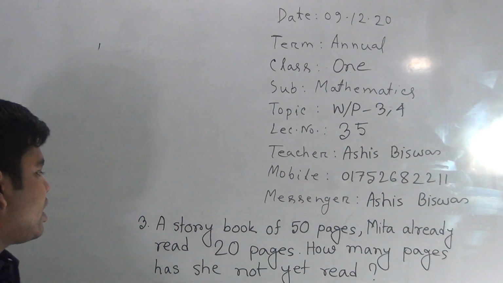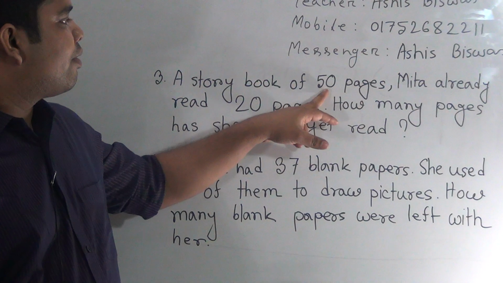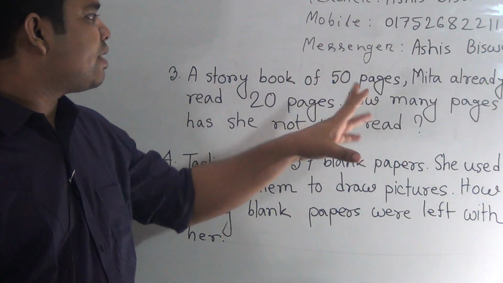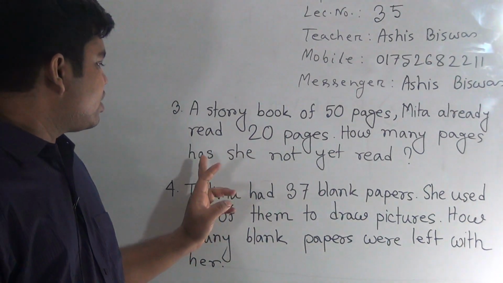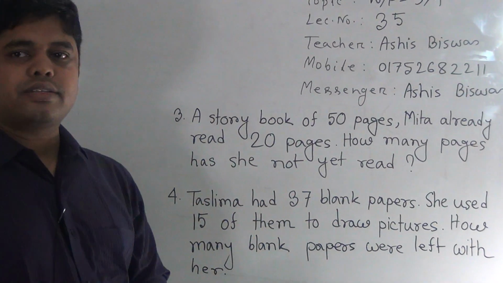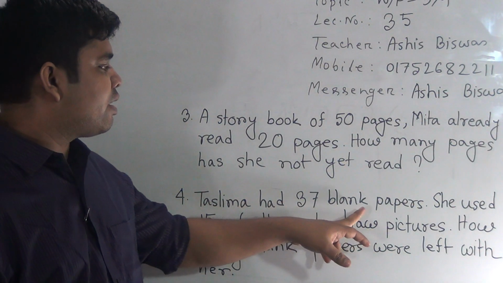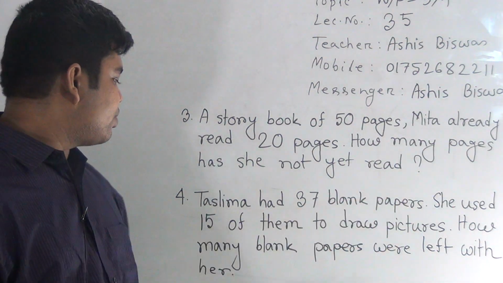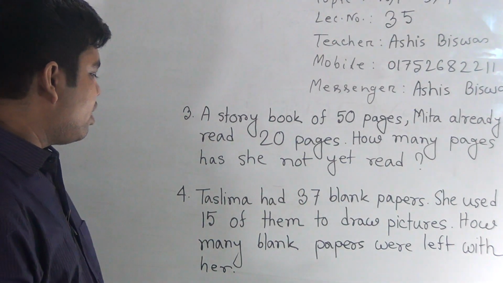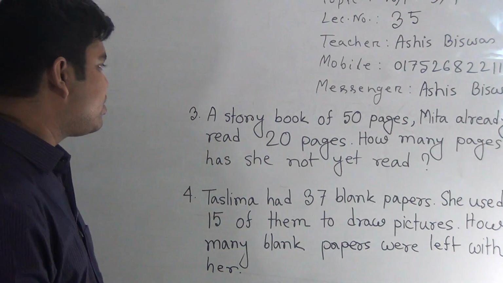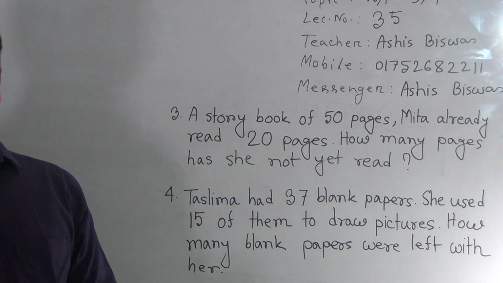So at first we read the question. Question number 3: A story book has 50 pages. Mita already read 20 pages. How many pages has she not yet read? Then question number 4: Taslima had 37 blank papers. She used 15 of them to draw pictures. How many blank papers were left with her? That means these two word problems will be solved in our class.